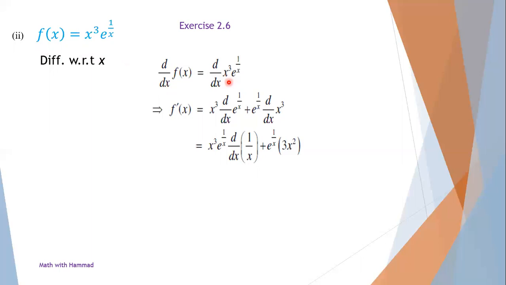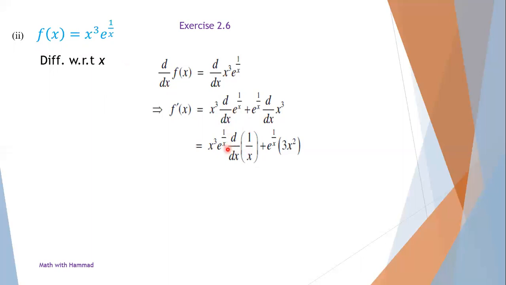Here two functions are multiplied, so we will use product rule. x cube as it is, derivative of e raised to power 1 by x, plus e raised to power 1 by x as it is, derivative of x cube. Now x cube, e raised to power 1 by x, e raised to power 1 by x as it is, derivative of 1 by x.